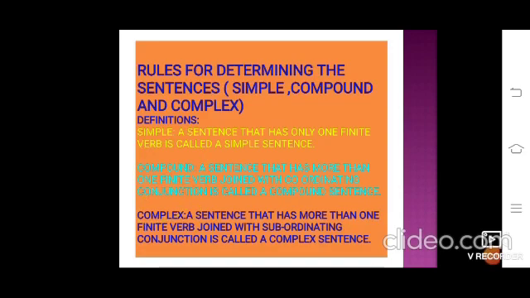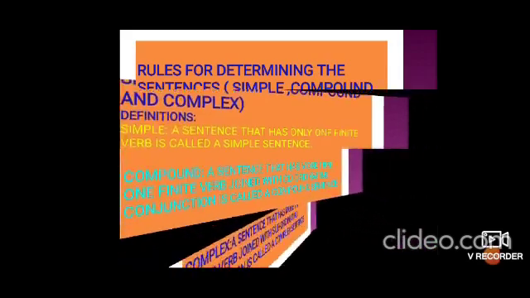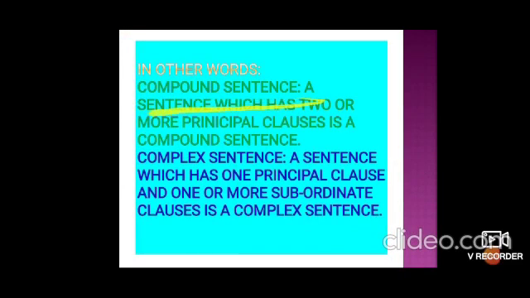Now how can we say whether it's compound or complex? Both will have more than one finite verb. Having more than one finite verb joined with coordinating conjunctions makes it compound. Having more than one finite verb joined with subordinating conjunctions makes it a complex sentence. In other words, a sentence which has two or more principal clauses of equal rank is called a compound sentence. Now what is a complex sentence? A sentence which has only one principal clause and one or more subordinate clauses is called a complex sentence. In other words, a sentence which has one independent clause and one or more dependent clauses is called a complex sentence.